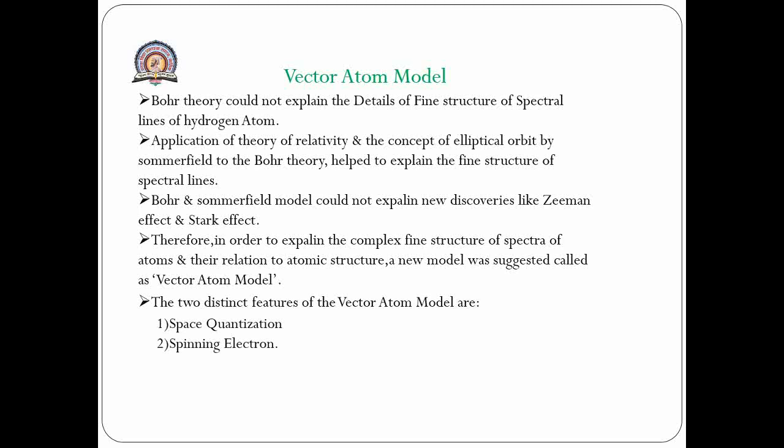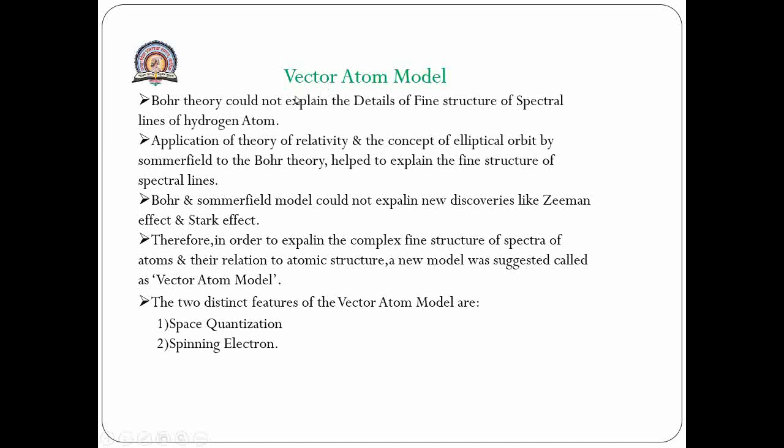Now, the vector atom model is used to overcome all the drawbacks of the Bohr-Sommerfeld theory. To overcome these drawbacks, a new model was invented, called the vector atom model. Now, the first drawback: the Bohr theory could not explain the details of the fine structure of the spectral lines of the hydrogen atom.